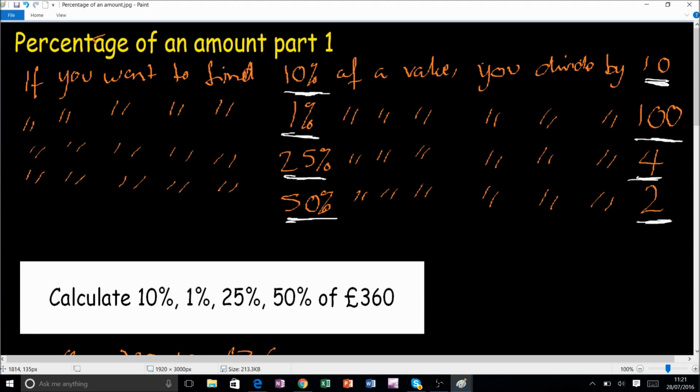Now some of you may ask, why do you divide by 10 to find 10%, or if you want to find 1%, why do you need to divide by 100, or if you want to find 25%, why do you need to divide by 4? It's very simple. How many 10%s are in 100%? Well, 10. And 100% would be the value itself. So if you want to find 10% of it, you need to divide it by 10. If you want to find 1% of something, how many 1%s are in 100%? Well, 100. So that's why you divide by 100. How many 25%s are in 100%? Well, 4. How many 50%s are in 100%? Well, 2. That's why you divide by 2, etc.